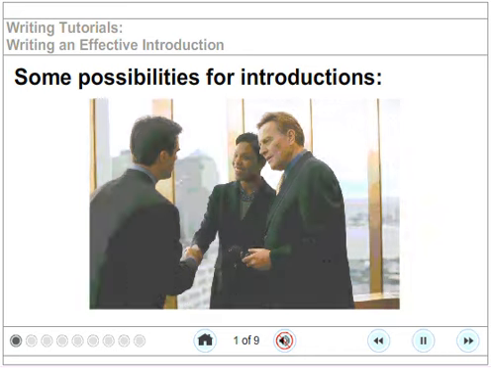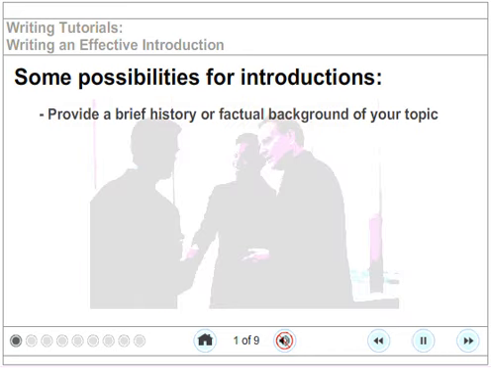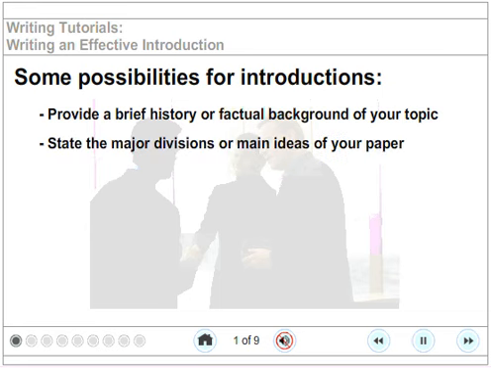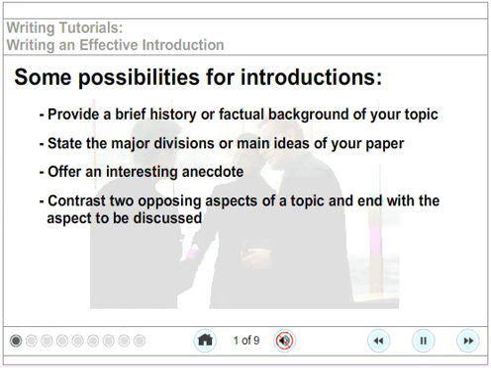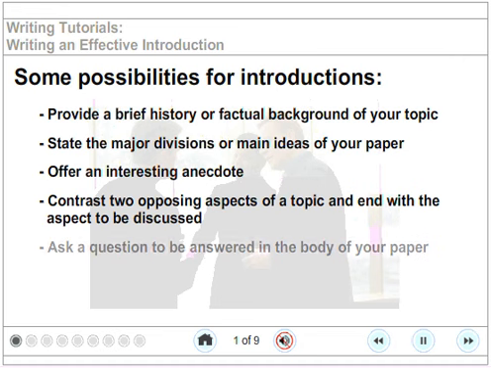A successful introductory paragraph might capture the reader's attention by providing some historical or factual background to the topic that you will pursue in the body of the essay. You might establish the main ideas that you will cover in the essay. An interesting anecdote can help to draw the reader in. Contrasting two aspects of your topic might engage the attention of your audience. If your purpose is to focus on one aspect, end the introduction with the topic to be discussed in the body of the essay.